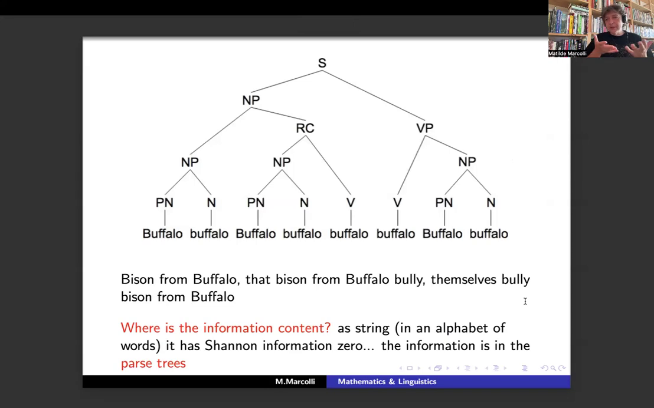So, for example, this is the parse tree of one of these buffalo sentences. So in this case, there are bison from the city of Buffalo, that bison from the city of Buffalo bully, and themselves bully bison from the city of Buffalo. Okay. So one additional remark about the buffaloes.